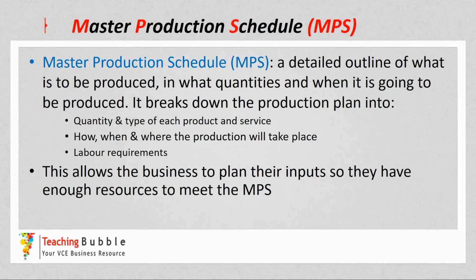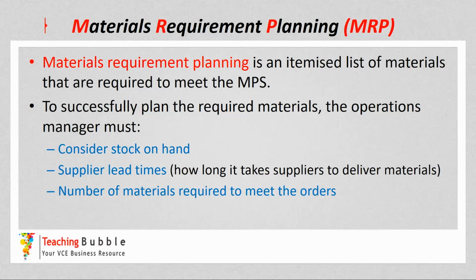So how many employees are required to actually meet this master production schedule? This allows the business to plan their inputs, so their materials, so that they have enough resources to meet the master production schedule. So if a business knows exactly how many of each product they're going to produce, when and where they're going to produce, that can help enable them to start to plan what materials they need to order. And when they have the master production schedule, they can then produce what's known as materials requirement planning.